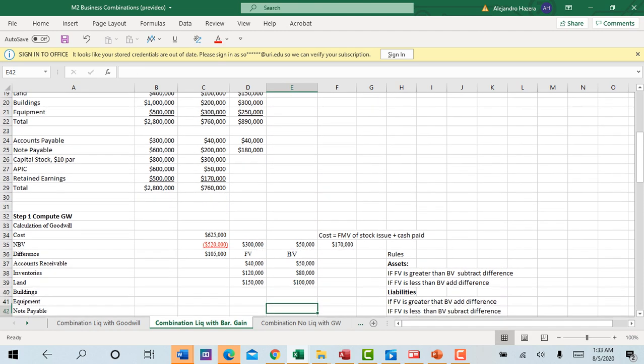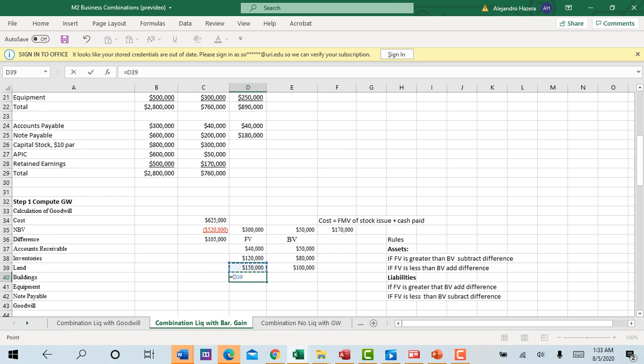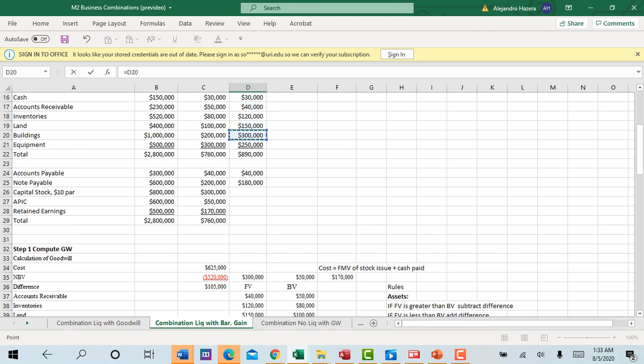Then the fair value for buildings is 300.